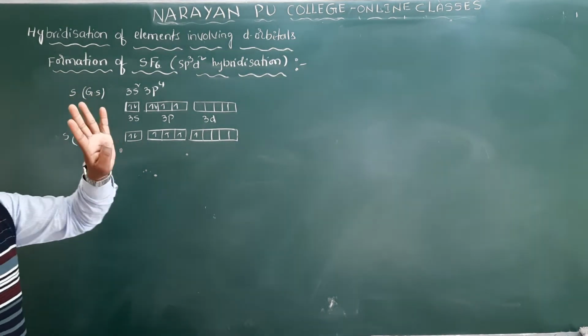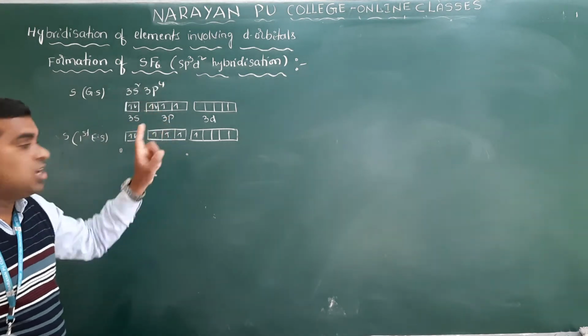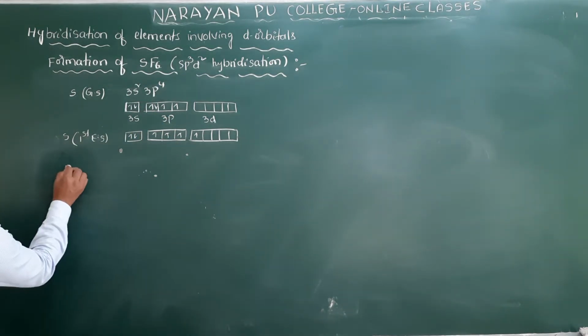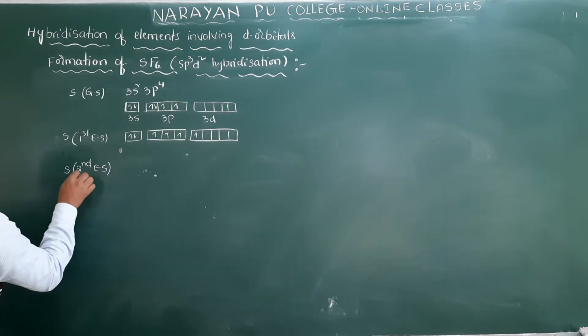Sulfur can form how many bonds with this? 4 bonds only. But here sulfur is forming how many bonds? 6 bonds. So this is another excited state, the second excited state of sulfur. Second excited state means what?